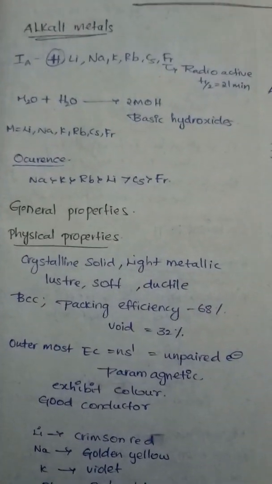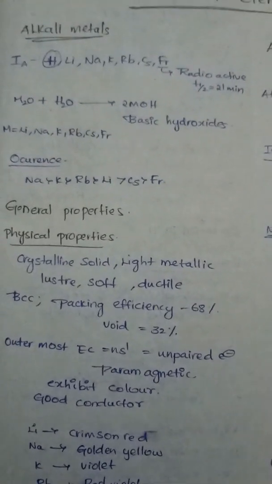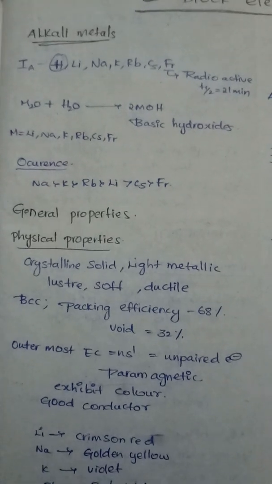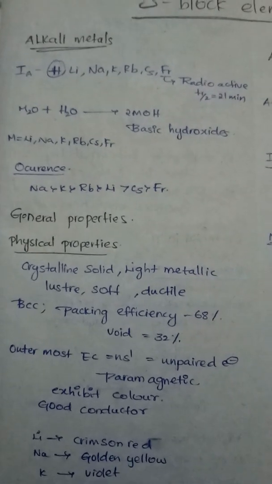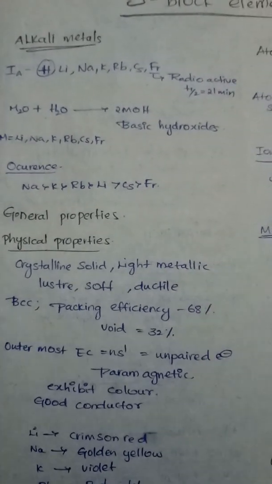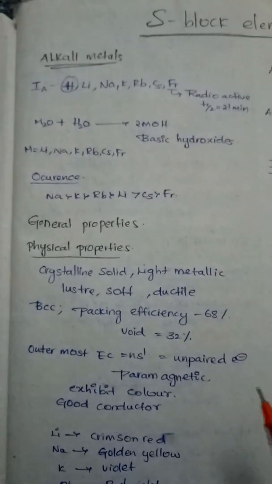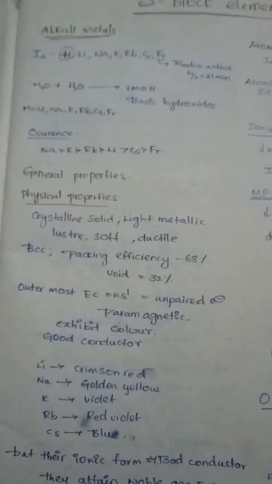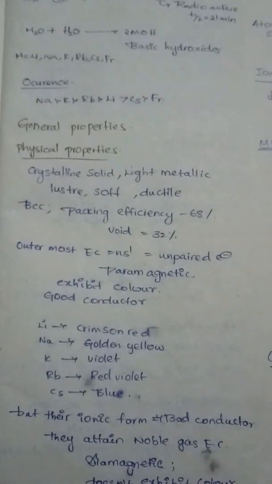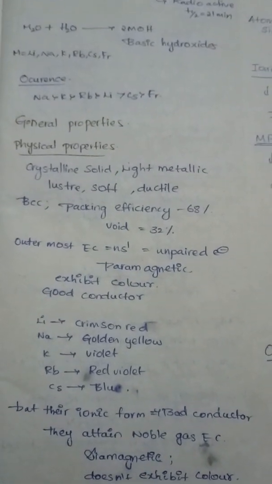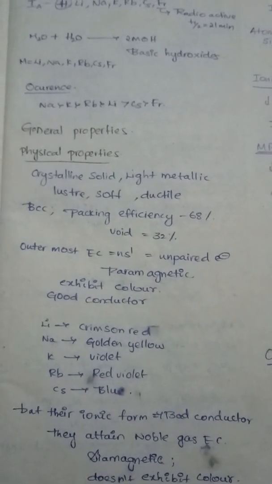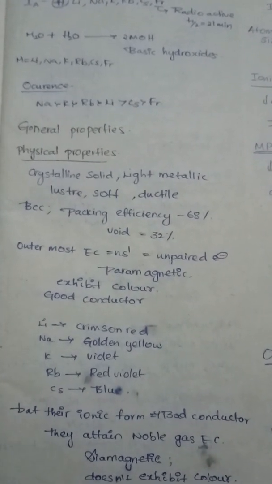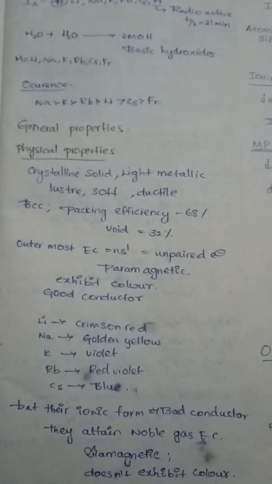And occurrence. Sodium is a highly occurring element. Sodium is represented by Na, potassium by K, rubidium by Rb, lithium by Li, cesium by Cs, and francium by Fr. General properties, these are known as physical properties of S block elements. Alkali metals are crystalline solids, light, metallic luster, soft, ductile, and BCC packing efficiency is 68%, and void space is 32%.